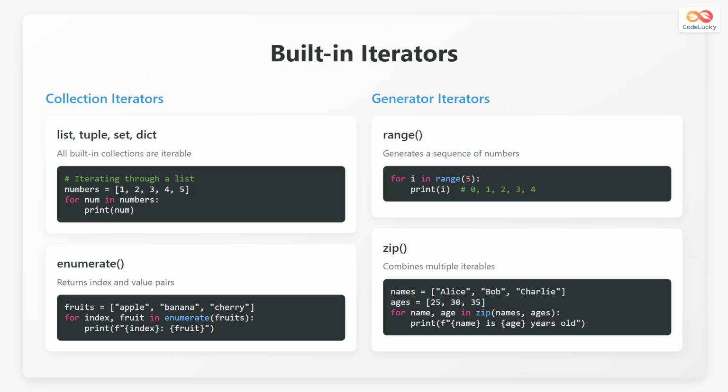Now for the generator iterators. First, range. The range function generates a sequence of numbers. It's often used in loops to repeat actions a specific number of times, as you can see in this example, which prints numbers 0 through 4. Next, zip. The zip function combines multiple iterables element-wise. This is useful when you need to iterate over several sequences in parallel, as demonstrated here, where names are paired with ages.